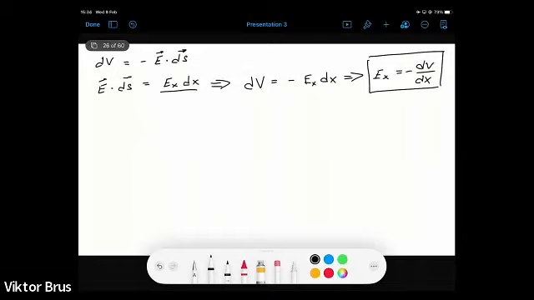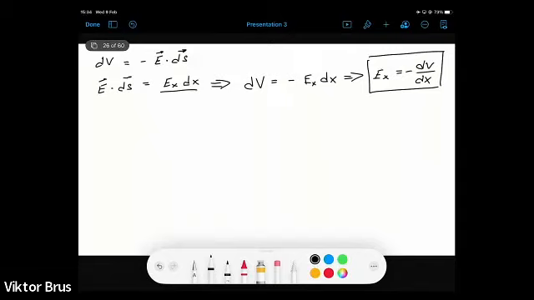Like negative first derivative of potential over x. So it kind of shows us, if we know the potential distribution, the way how fast the potential is changing along some unit distance at axis x will define the x component of the electric field vector.